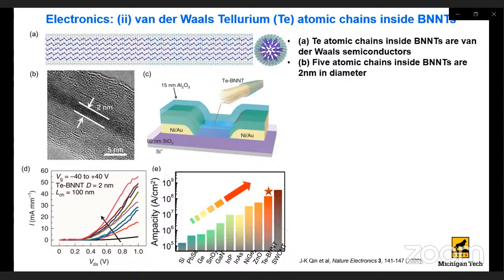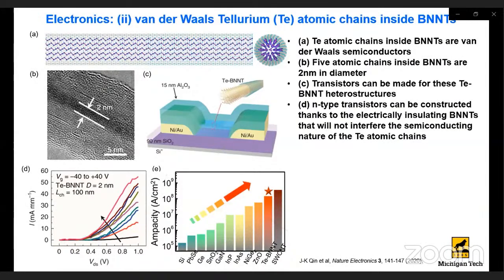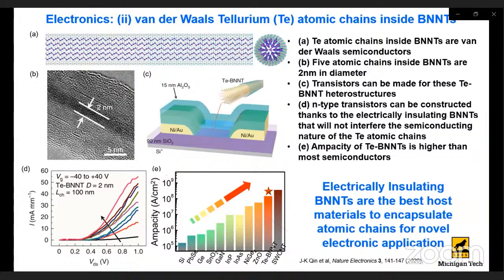For example, the atomic chains inside BNNTs are 2 nanometers in diameter. Transistors can be made from these tellurium BNNT heterostructures thanks to the electrically insulating nature of the nanotubes, which will not interfere with the semiconducting nature of the tellurium atoms. The ampacity of tellurium BNNT is higher than most semiconductors. So electrically insulating BNNTs are the best host materials to encapsulate atomic chains for novel electronics applications.